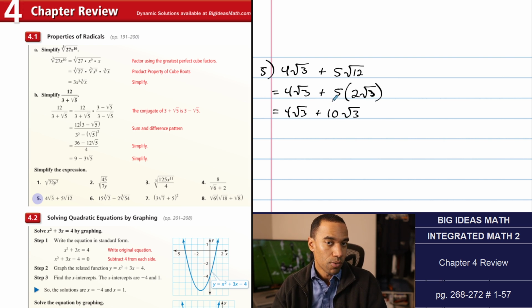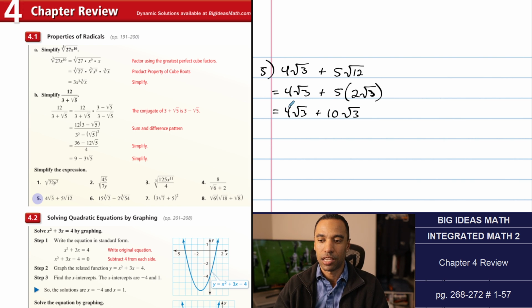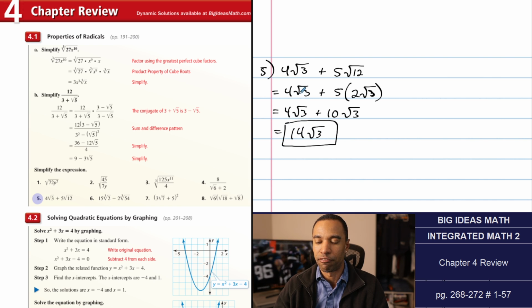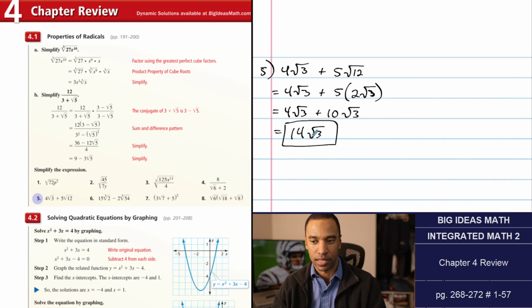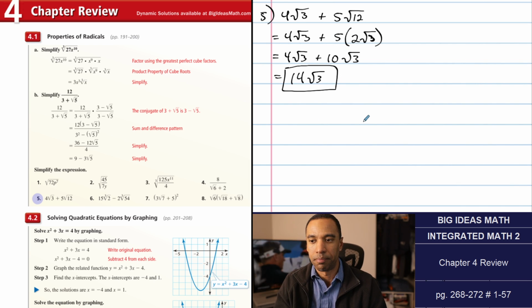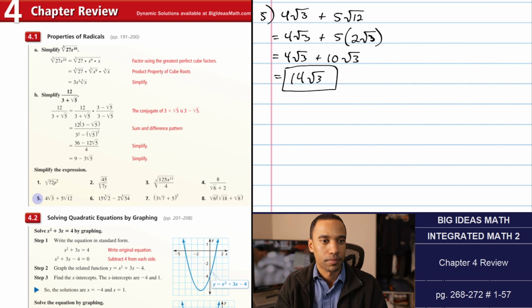There's a benefit to doing that. This is among them. Now you can combine like terms. It's like 4x plus 10x, it's 14x, 14 root 3. There's a simplified version of that answer. And I think even you'd agree that that is a better looking version. One term, all cleaned up, good to go.